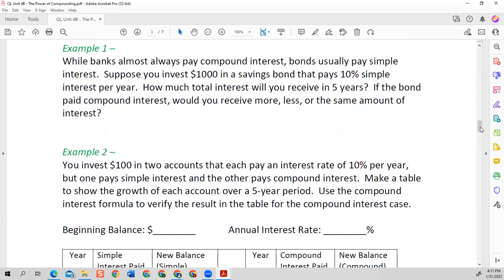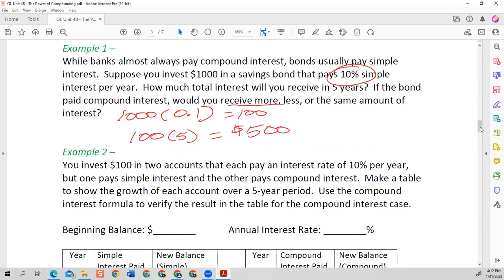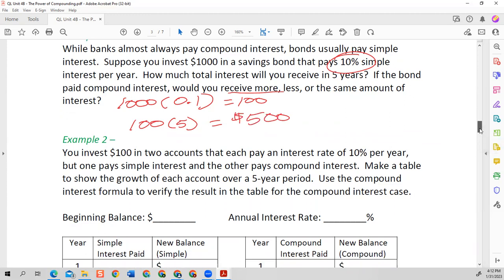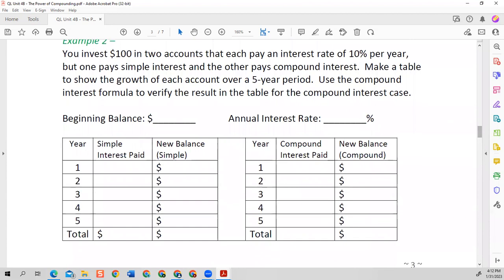So we take that 1,000 and multiply it by, and we need to convert the percent to a decimal, 0.1, and that gives me 100. And I want to know for 5 years. So I'm going to take that 100 and multiply it by 5. And it says in 5 years, my interest should be $500. And then ask yourself, is it more or less or the same if I was to compound it or not? So just think about it. That's a critical thinking discussion one. Let's move on.